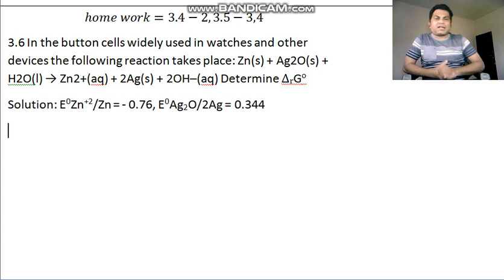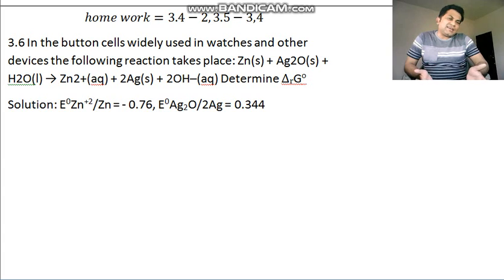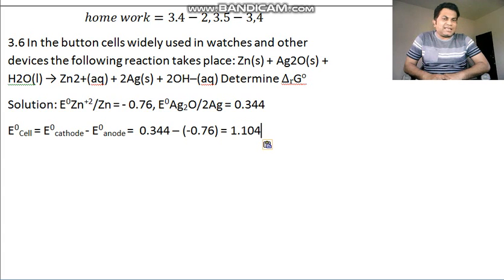Okay, these are the different things. Okay, so once you are writing the values, first priority will be to find out E degree cell, and that we are doing here. Check out how E degree cell is determined. Every time E degree cathode minus anode. Cathode is silver 0.344 and anode is our zinc, and that is minus 0.76, and we have replaced this value and we got the answer 1.104.